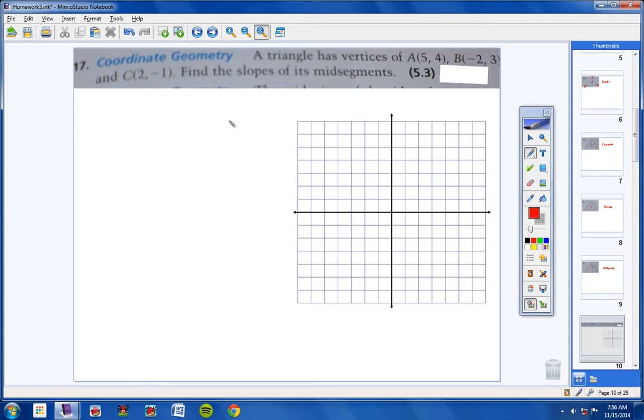A triangle has these vertices: (5, 4), (-2, 3), and (2, -1). Now what they want us to do is find the slopes of its mid-segments. Students, please think about this for a second. If I drew a mid-segment from here to here, isn't it parallel to this line? So the slope, I'll put m. Remember, m stands for slope. The slope of this line here is the same as this line here. So I'm just going to find this slope here.